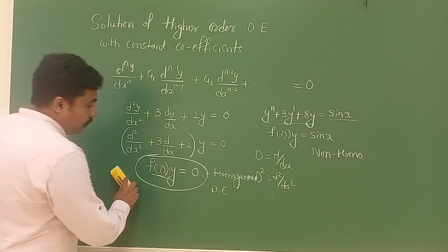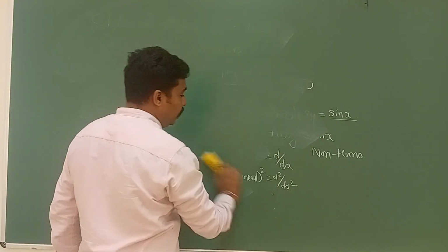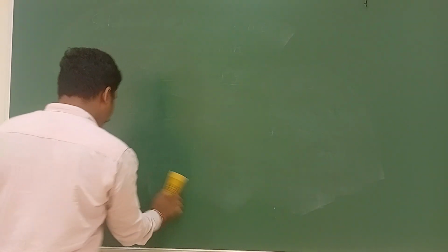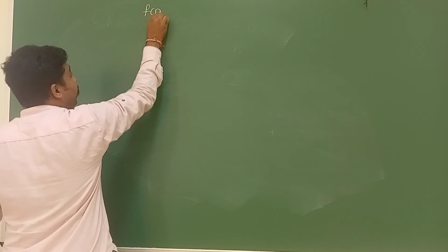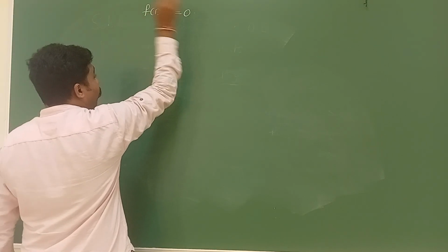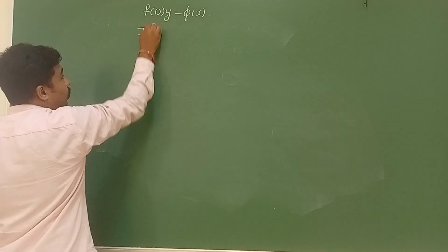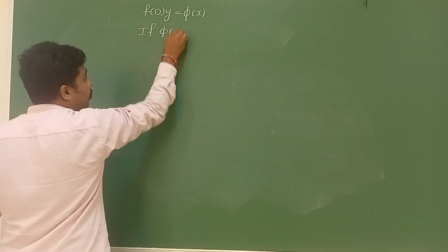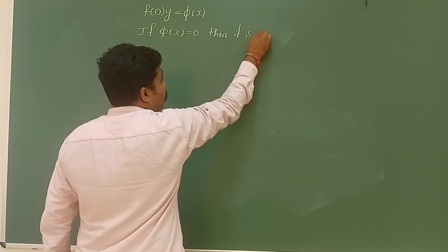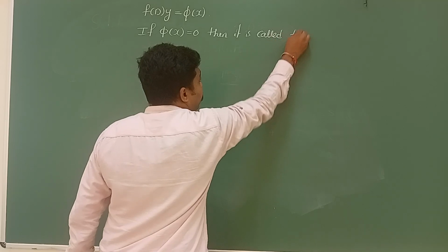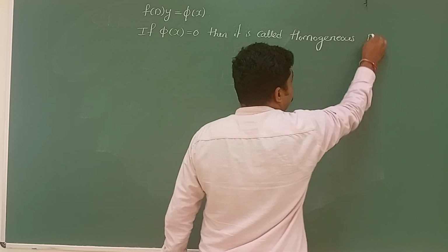Now, how to find the complementary function, I hope everything is clear so far. Homogeneous differential equation means, if f of D into y equal to phi of x, and the right hand side phi of x is equal to 0, then it is called a homogeneous differential equation.